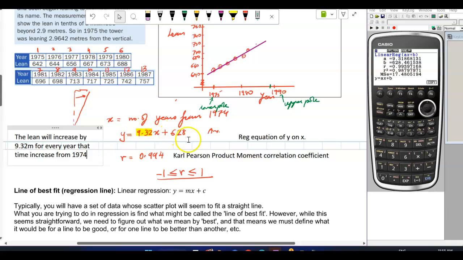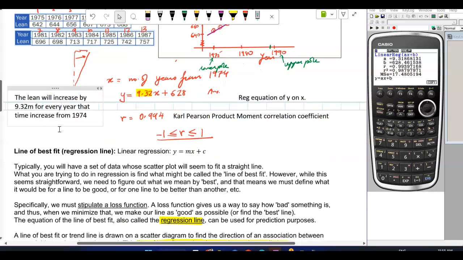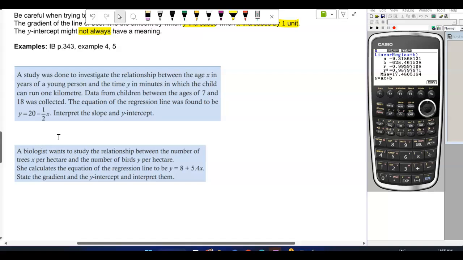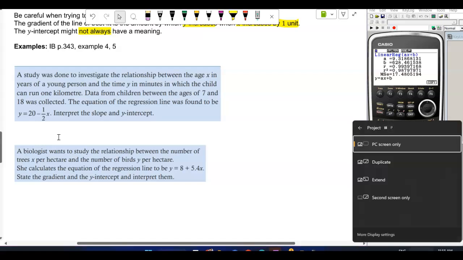What is 628? Your y-intercept. So the y-intercept will be the initial lean. In 1974 the lean is 628. But that would be extrapolation anyway, I'm just giving an example. It gives you the lean when the time is 0. Could they ask you to find the lean at 1974, at 0? They can ask and say comment on it. So you can say it's extrapolation, therefore it's not accurate. Try this now, let's see.